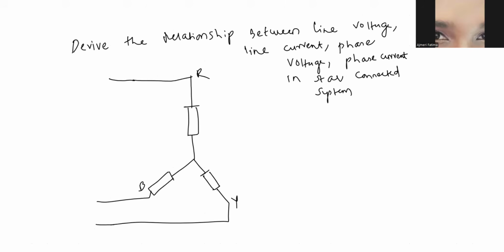We'll change the color for convenience. So this is your line current IR, and this is IY, and this is IB. So these are the line currents. So IR is equal to IY is equal to IB is equal to IL.